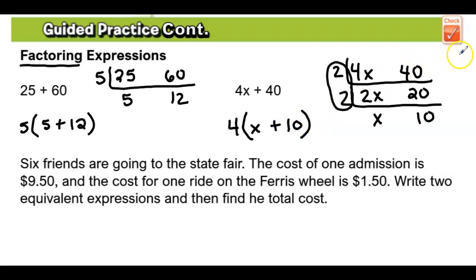Now, I know the video didn't show you this method, but it does work. You can see everything that's left at the bottom is what's left in parentheses. And the numbers multiplied on the side will give you the GCF, which is the number that goes on the outside.